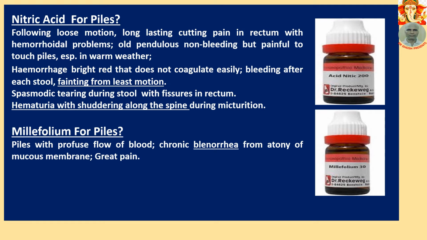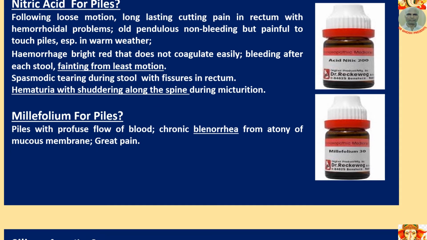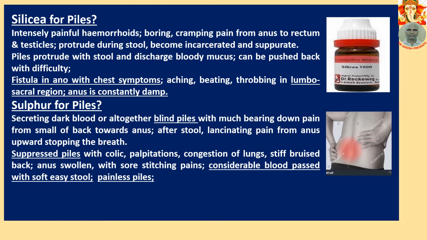Millefolium for piles. Piles with profuse flow of blood. Chronic blennorrhea. Blennorrhea means the secretion of mucus from atony of mucous membrane with great pain. Silicea for piles. Intensely painful hemorrhoids. Boring, cramping pain from anus to rectum and testicles. Protrude during stool, become incarcerated.